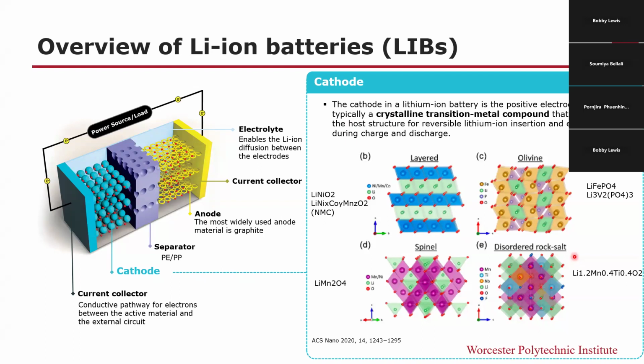In layered structures, oxygen forms an FCC lattice. Lithium and transition metals occupy octahedral sites, and the oxygen layers are stacked in ABC sequence. And in spinel structures, oxygen ions are also arranged in an FCC framework, where lithium occupies the 8A tetrahedral sites, while manganese occupies the 16D octahedral sites.